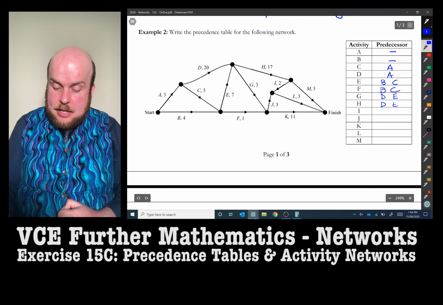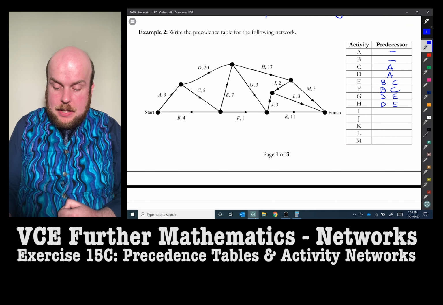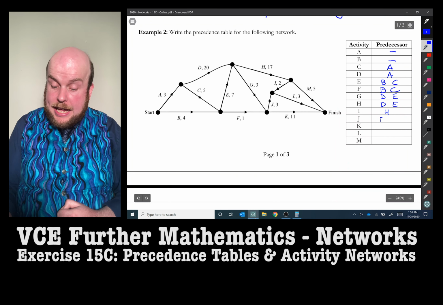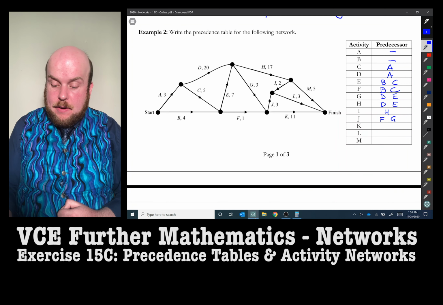For I, the immediate predecessor for I will simply be H. For J, the immediate predecessors will be F and G. For K, the immediate predecessors will be F and G. For L, the immediate predecessors will be I and J, because they're pointing into L. And M, the immediate predecessor for M is H.